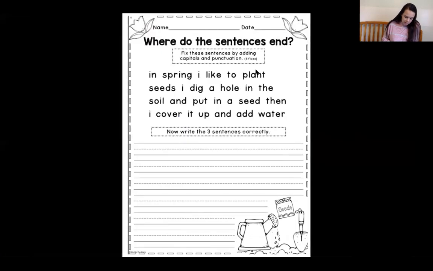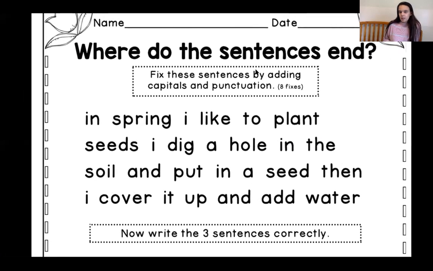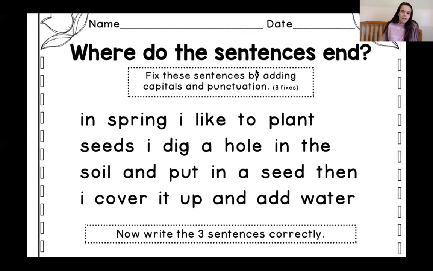You are going to see these sentences on a Google Doc. I'm going to show you where to find that in just a minute. It says, in spring, I like to plant seeds. I dig a hole in the soil and put in a seed. Then I cover it up and add water. There's something wrong there, friends. It's missing a lot of punctuation, and it's missing a lot of capitals.